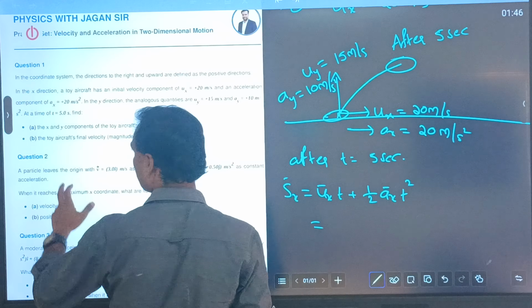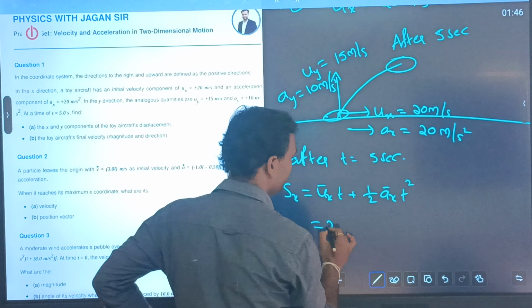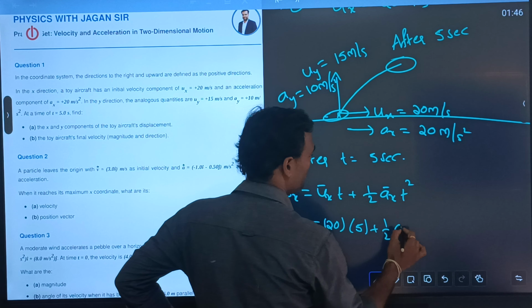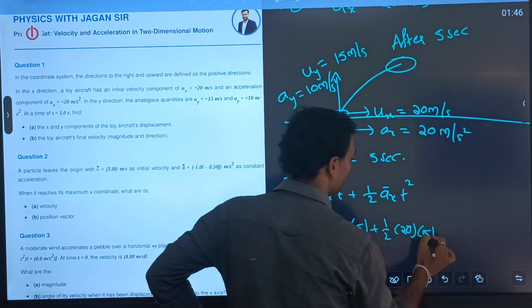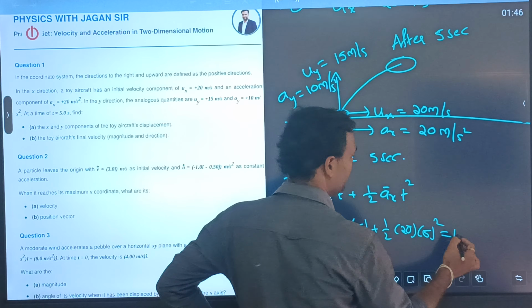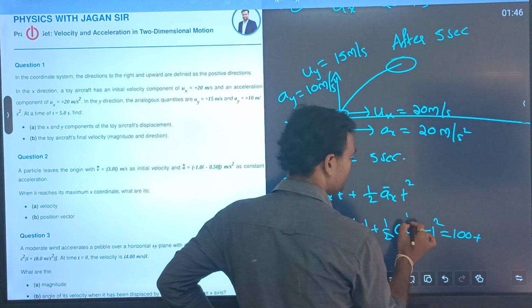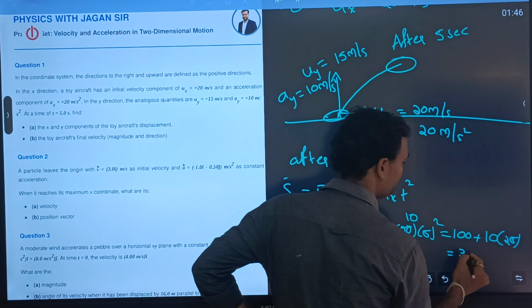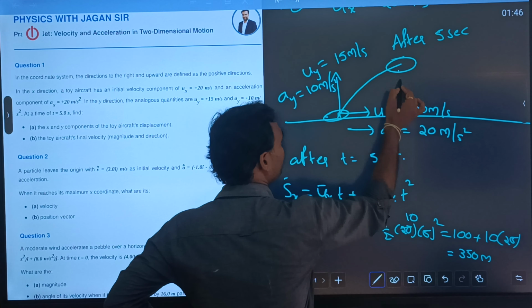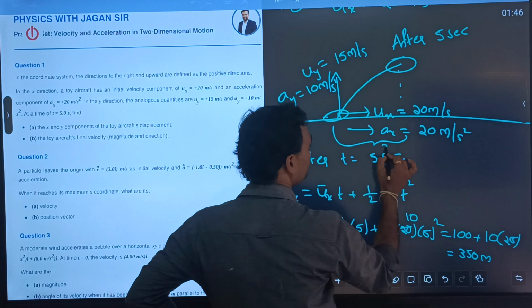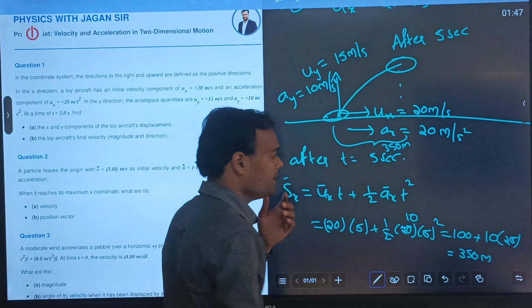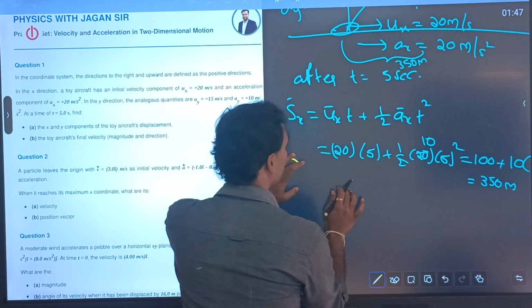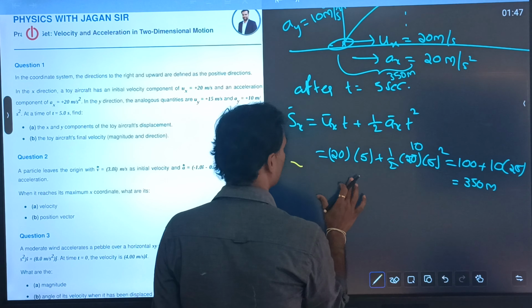Then ux here is 20, so Sx = 20 × 5 + half × 20 × 5 square, which is 100 plus 10 into 25, which is 350 meters. That means this point is 350 meters. Similarly, they are asking us the displacement on the y-axis also.